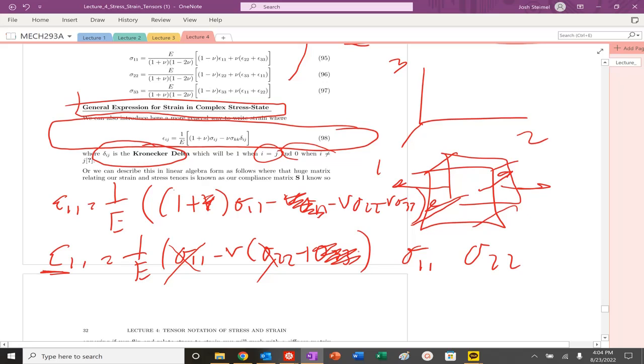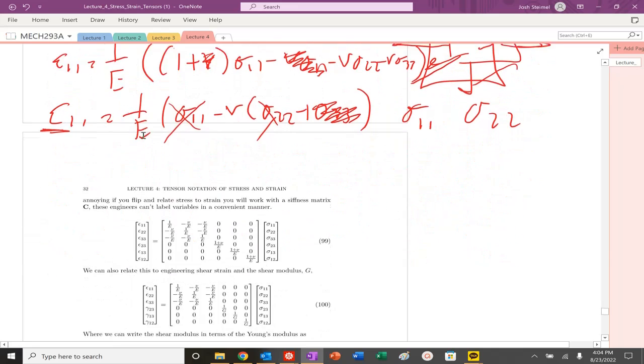I could have a strain in the 1-1 that's created by a stress in the 3-3, and that makes sense, because if I'm pulling in the 3-3, I know my material is going to contract in the 1-1. And you see that that would be a negative value anyways. So this is a critical equation. It's the most important equation. We're going to use this over and over and over in this class.